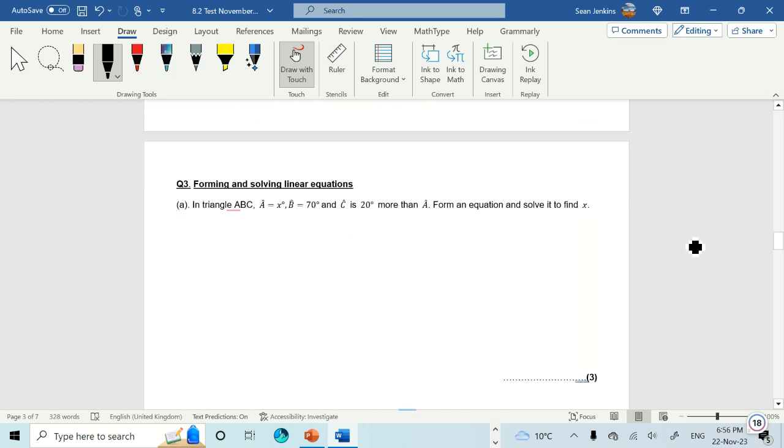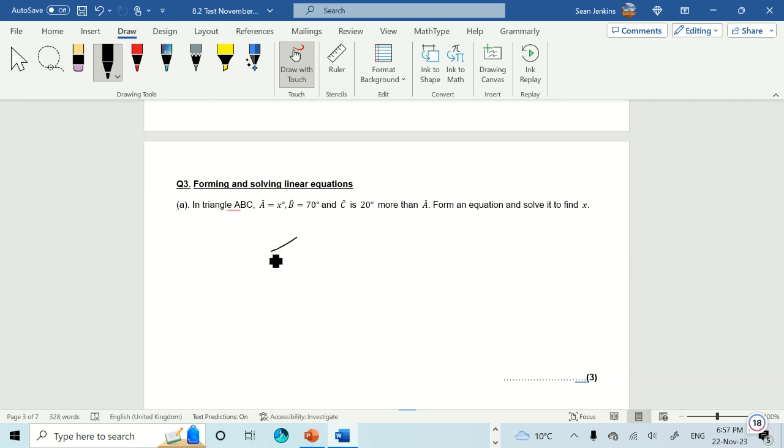Forming and solving equations now. In triangle ABC, angle A is equal to x degrees, B is equal to 70, and C is 20 more than angle A. That little arrow at the top means angle. Form an equation and solve it to find x.